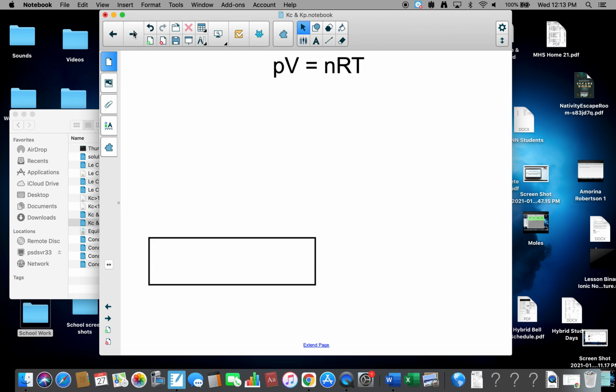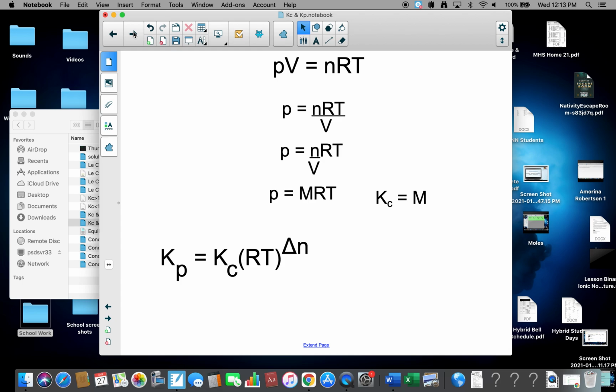Okay, so a little derivation here. Take our ideal gas equation, PV equals nRT. If we divide both sides by V, we get P equals nRT over V. N is in moles, V is in liters, so that's moles per liter. Remember, that's molarity. And since Kc is expressed in molarity, we can get an equality between Kp and Kc, that Kp is equal to Kc times RT to the delta n, where the delta n is the coefficients, exponents subtracted through. We'll look at problems to show you what I mean.